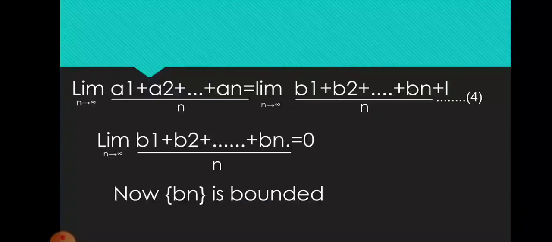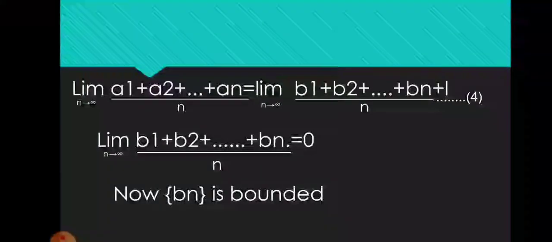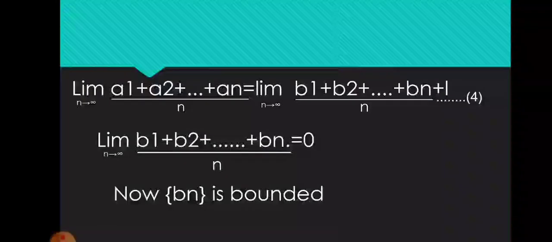Now I am taking limit n tends to infinity of (a1 plus a2 plus up to an) upon n, which is equal to limit n tends to infinity of (b1 plus b2 up to bn) upon n plus L. Now we need to show the second term of the right hand side is 0, so that limit n tends to infinity of (b1 plus b2 up to bn) upon n is equal to 0.